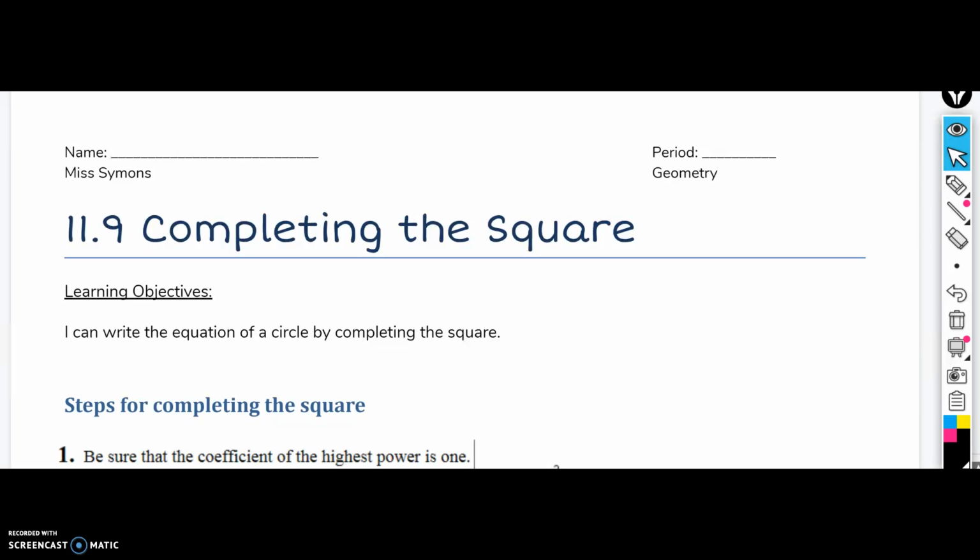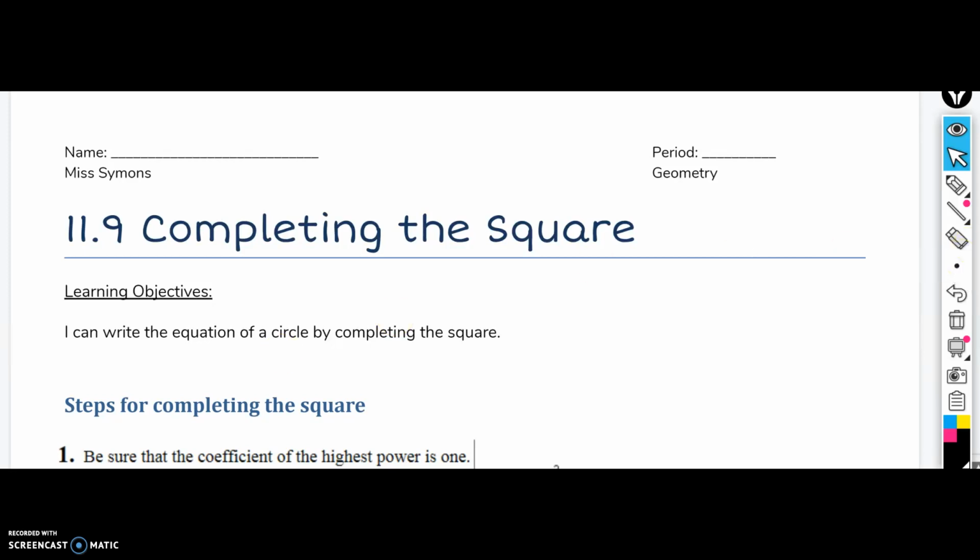All right, good afternoon. It is the last lesson of this unit. So, chapter 11, lesson 9, completing the square. Our lesson objective is: I can write the equation of a circle by completing the square.